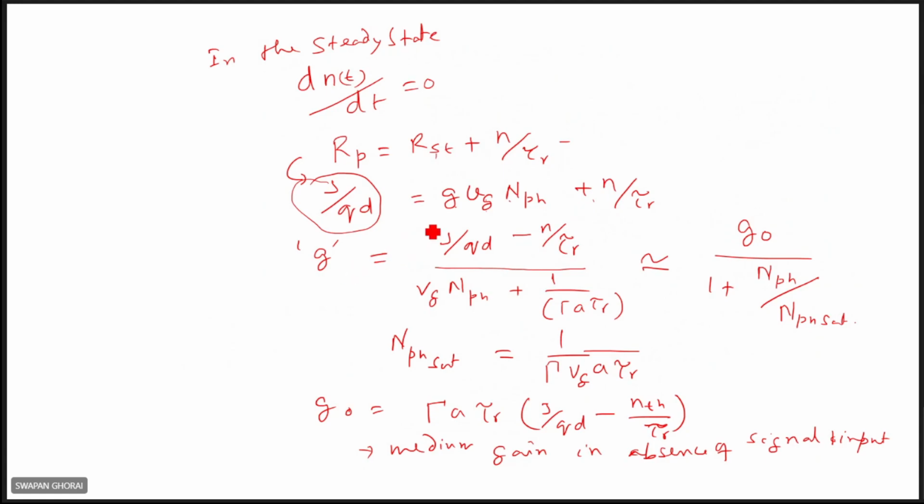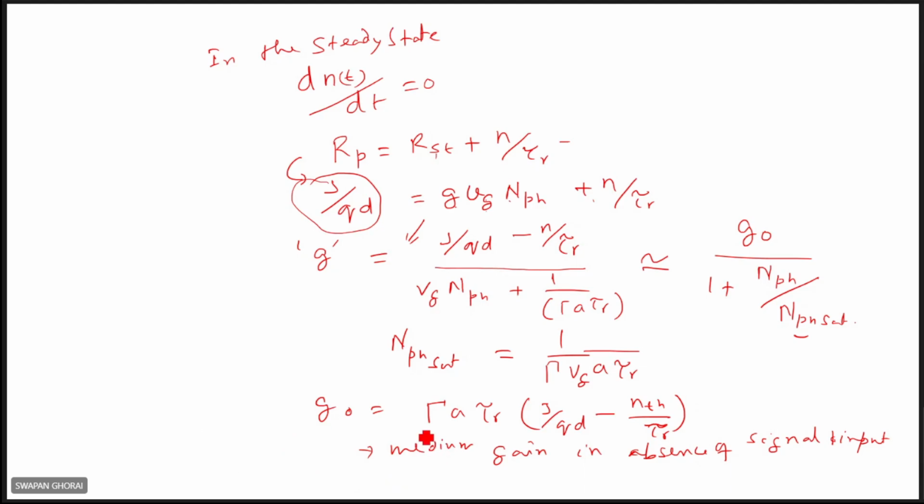So if you just solve it for G, then G prime will be equal to J by Qd minus N by tau r divided by these ones. So that will be nearly equal to G0 by 1 plus N_ph by N_ph saturate, where G0 is the small signal gain in the absence of the signal input. When there is no signal input, that is the gain G0.